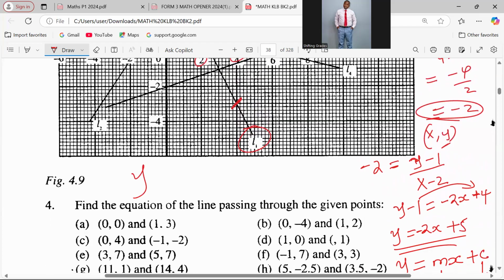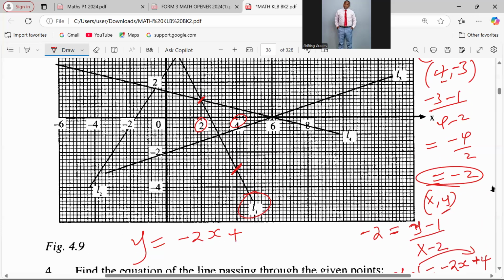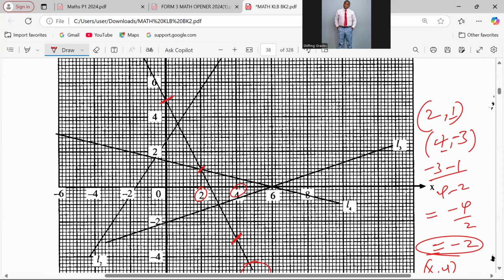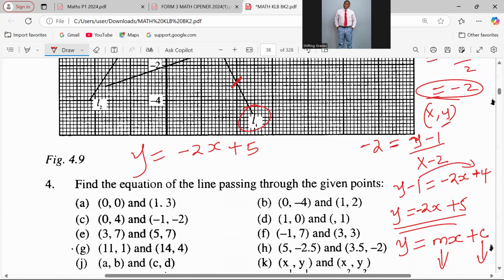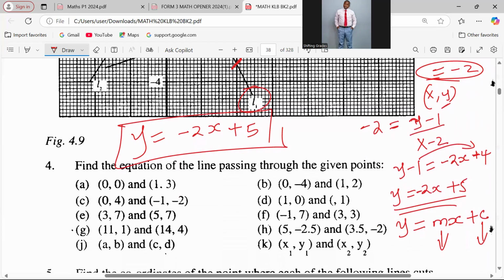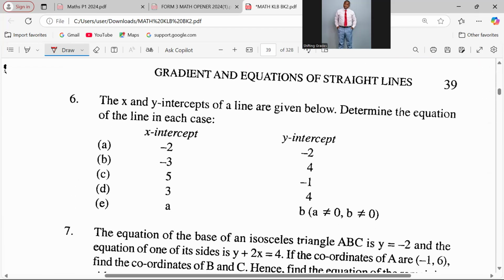So y equals -2x plus, where does the line cut the vertical axis? That is 5, between 4 and 6. So we just add 5 automatically. So the same equation can be gotten with a lot of ease, without even struggling. You get the line's equation at all. Yeah, so that is it.